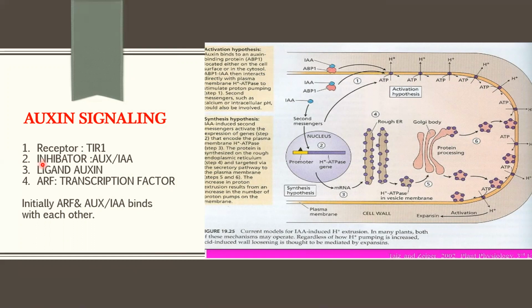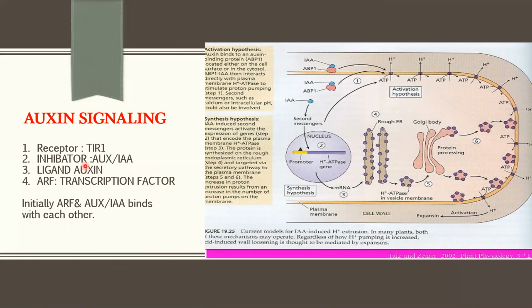So what are the key players of the signaling pathway? The first player is the receptor, which is TIR. The full form of TIR is transport inhibitor response. Then the inhibitor, which is referred to as Aux/IAA. The ligand is auxin itself, and ARF is the transcription factor, and the full form of ARF is auxin response factor.